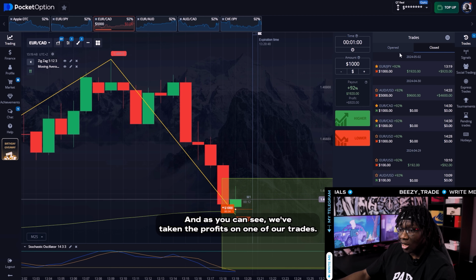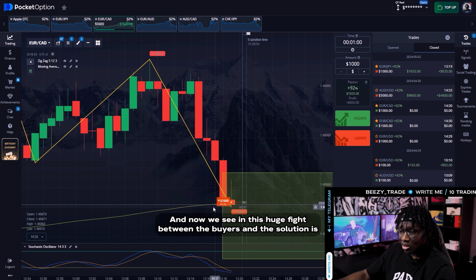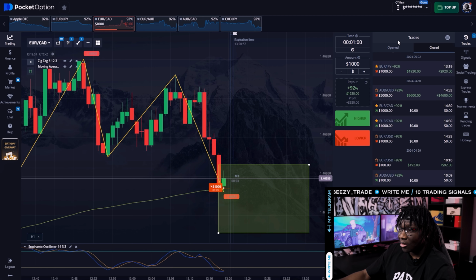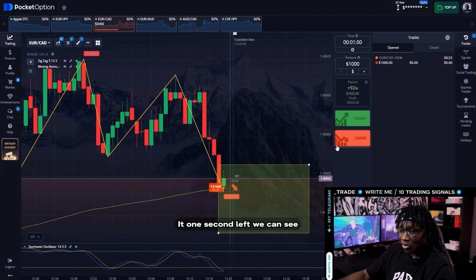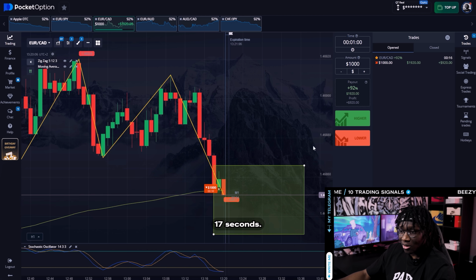And as you can see, we've taken the profits on one of our trades. And now we're seeing this huge fight between the buyers and the sellers, just pushing that price. At 1 second left, we can see that ended up in the green. 17 seconds.